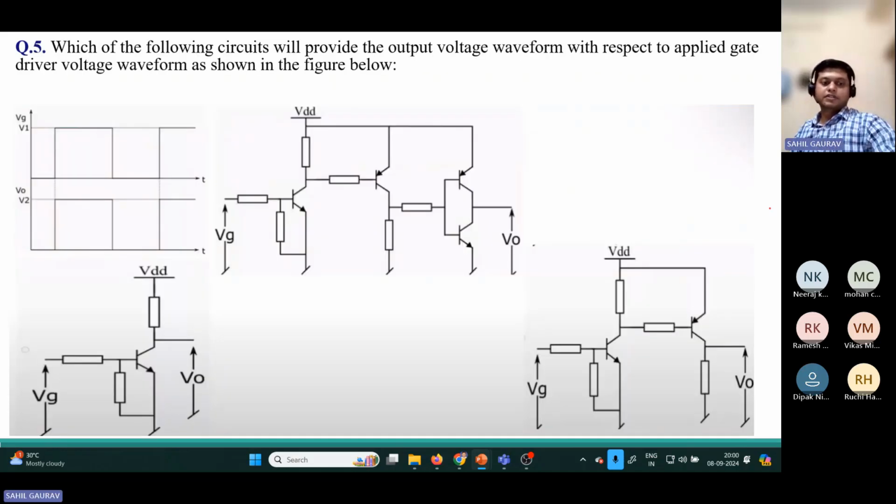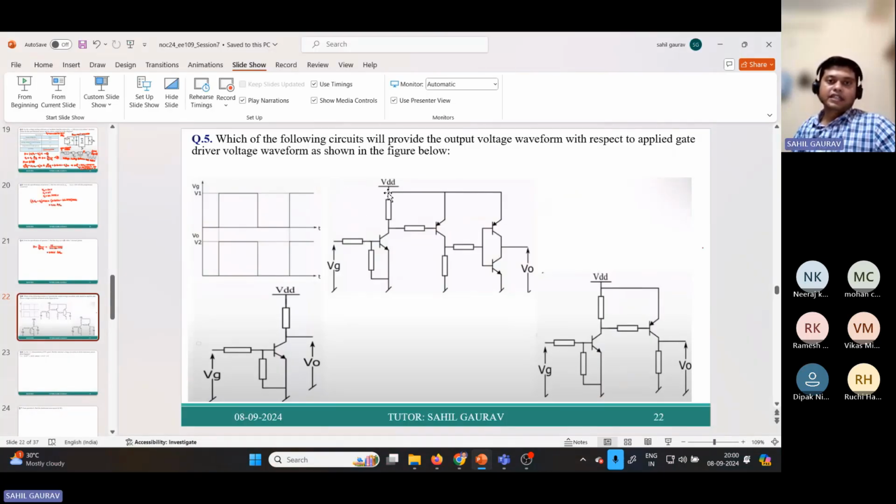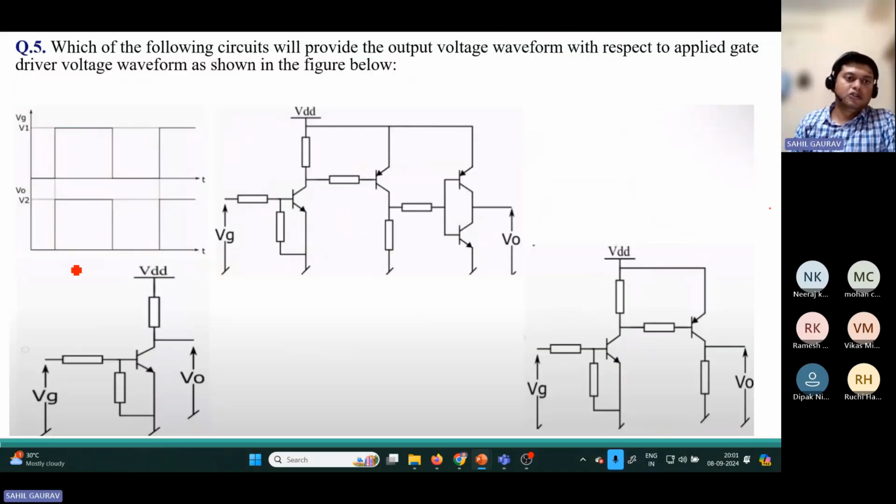Now let us see the next problem. This is a good problem. Which of the following circuits will provide the output voltage waveform with respect to the applied gate driver voltage waveform as shown in the figure below? This is the gate driver voltage waveform where VG is denoted here and the output voltage is coming like this. You have to tell which of the following circuits will replicate similar behavior. Let us assume this as option A, this is option B, and this is option C.